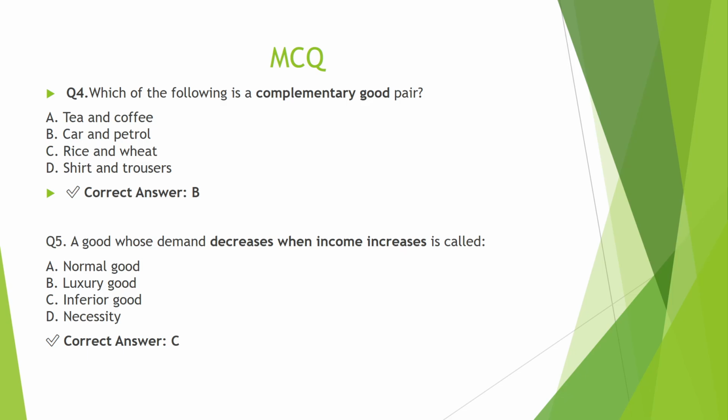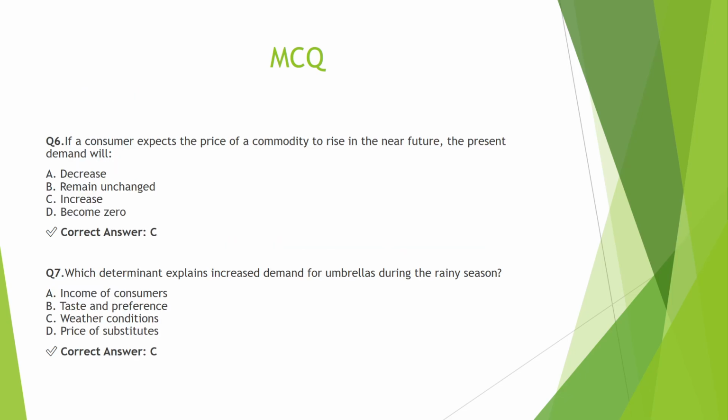Question number 5, a good whose demand decreases when income increases is called. The correct answer is inferior good. I have told you earlier that inferior goods are those goods whose demand decreases when income increases. Okay. So the next question is question number 6. If a consumer expects the price of a commodity to rise in the near future, the present demand will. If you predict a rise in price, what will happen? You will increase the demand for a short term or for the immediate period. So the correct answer is C.